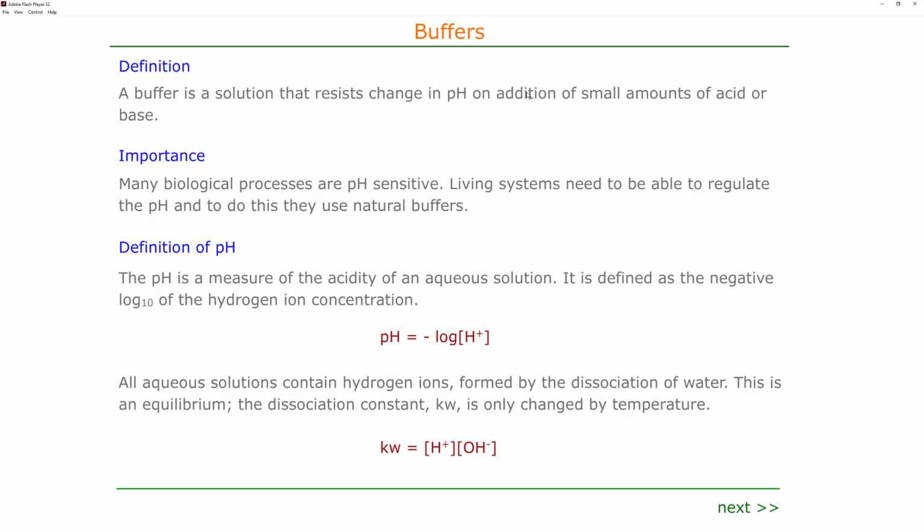We all should know the definition of pH. It's the negative log of the hydrogen ion concentration. So in a buffer, the hydrogen ion concentration is maintained more or less. Remember that there is a slight change in pH. The buffer resists change in pH and addition of small amounts of acid or base.